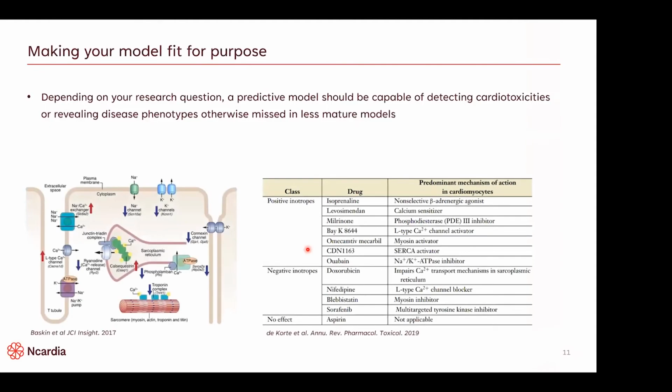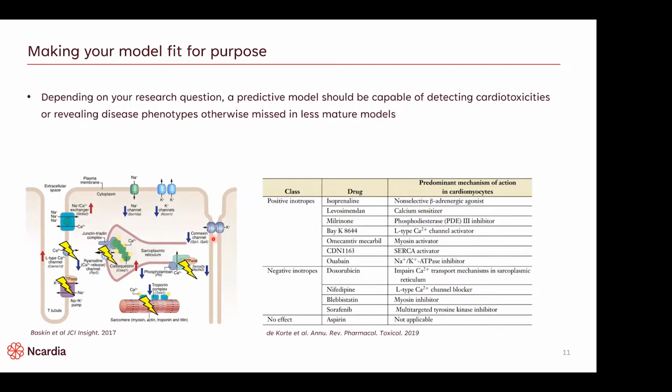Since we were looking at calcium and we are interested in contractility and calcium handling, we looked at a subset of compounds, positive and negative inotropes, that have different modes of action on the contractility of cardiomyocytes. Here we have a schematic where I would like to point out that these compounds act differently. They can have an effect on the contractile behavior of the cells, but via different mechanisms.